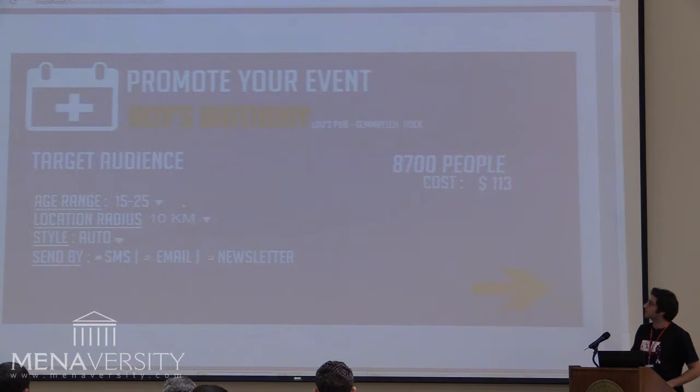For example, I created an event. I select the age range. I want to promote this for a radius of about 20 kilometers around the event location. I can promote by email, SMS, or newsletter, and I get the cost and the number of people reached.